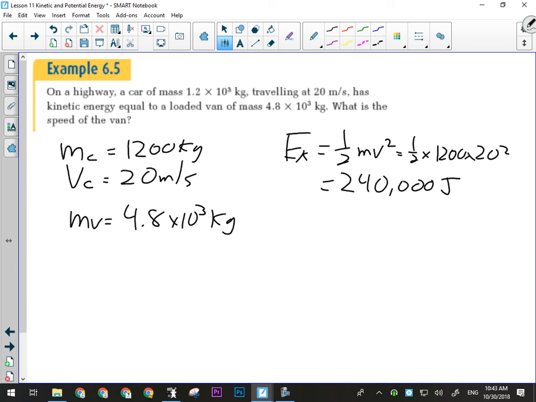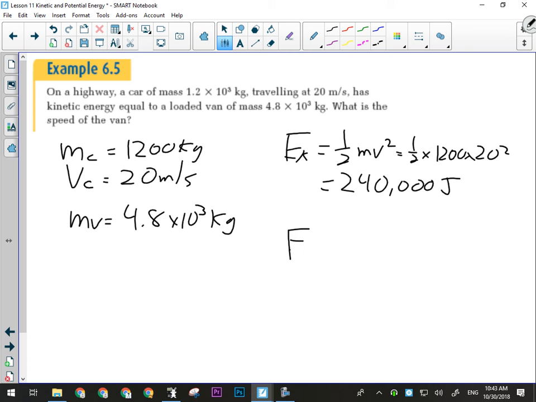Okay, before we calculate this mathematically, the van is 4 times heavier than the car, but has the same energy. Is it going faster or slower? How much slower? Okay, twice as slow, half as fast. Whichever, same thing, twice as slow and half as fast. Okay, so let's calculate then the speed of the van.